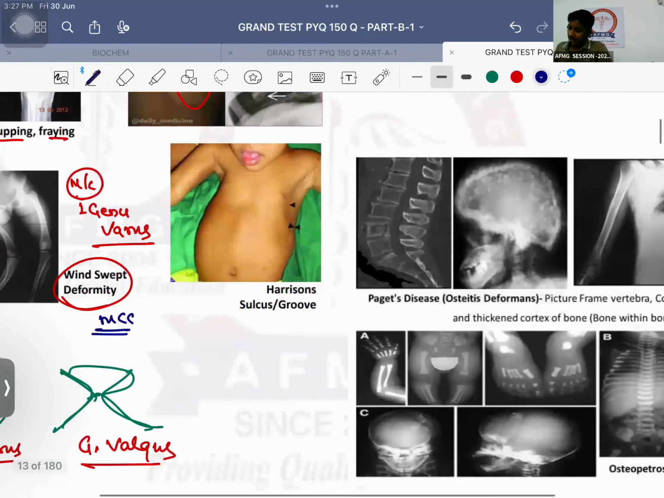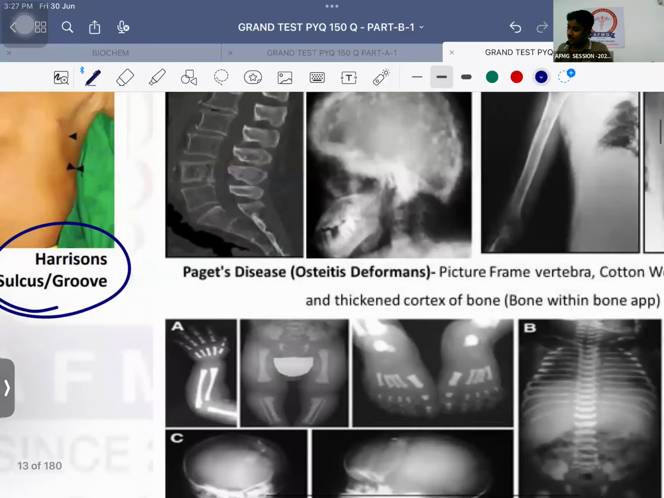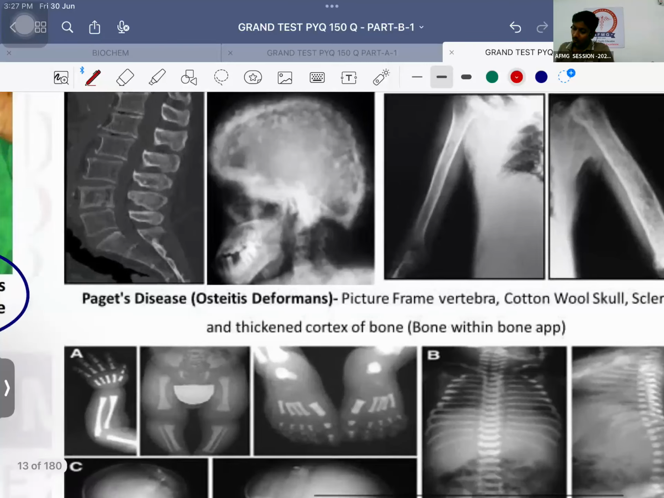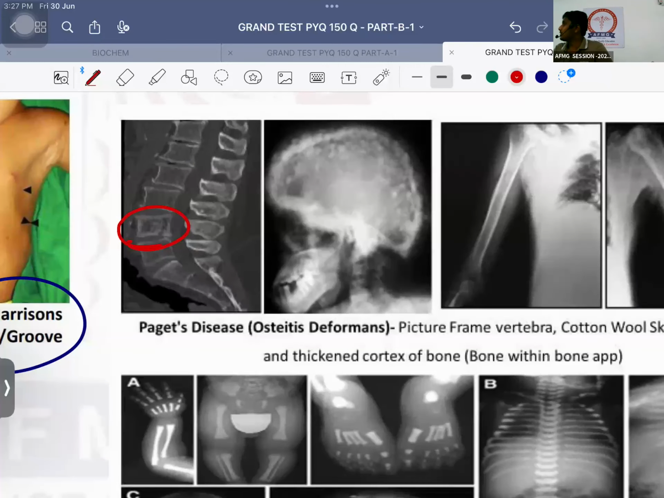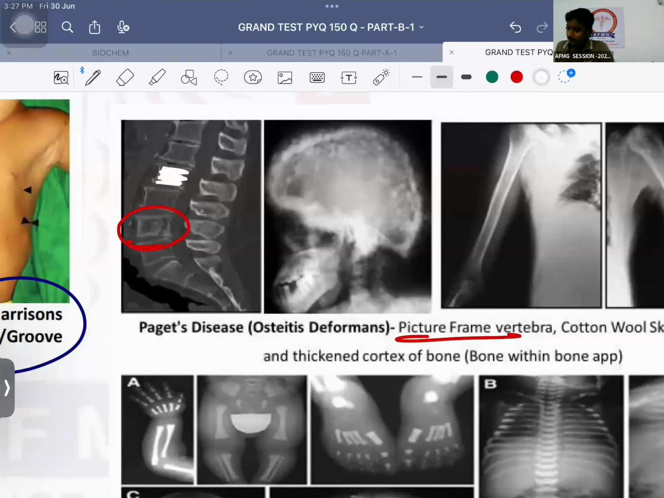Okay, and this is what Harrison's sulcus or the Harrison's groove, which is seen in cases of rickets. Again, please remember, this is the case of Paget's disease. Paget's disease में कम से कम X-ray findings पता होनी चाहिए. What is this, anybody? Can you see the margins or the borders of the vertebra are very, very white in color? That is nothing else but the picture frame vertebra. If one of the vertebra is completely white, that is what is known as the ivory vertebra, also a feature of Paget's disease.